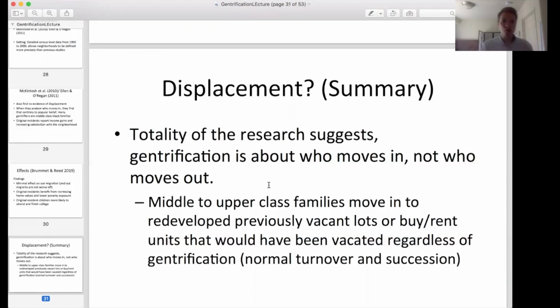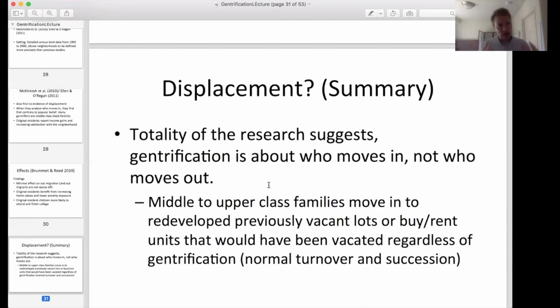Or people just move naturally. Low-income individuals typically move a lot. And so there's just a natural amount of moves. And so when someone moves out, someone has to move in. And with gentrification, again, the person who moves in is going to be middle to high income. So it's not really about who moves out. We're not really seeing that more people are being pushed out. Rather, just high income households are moving in.